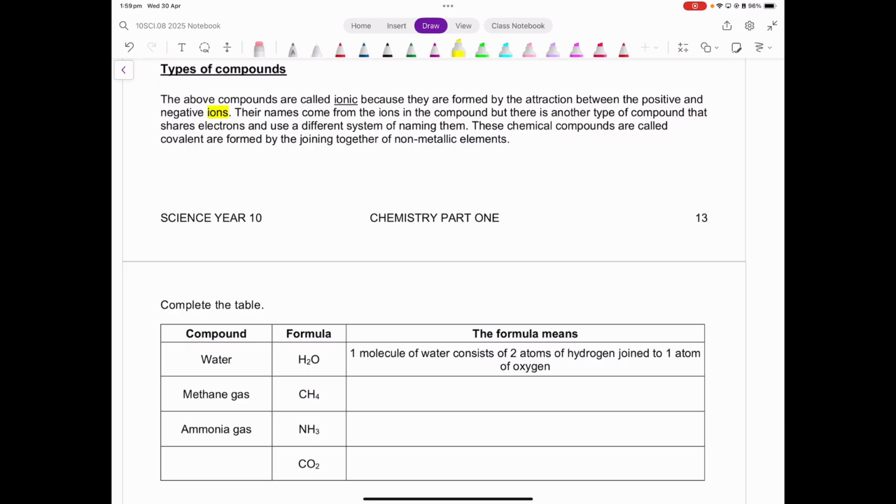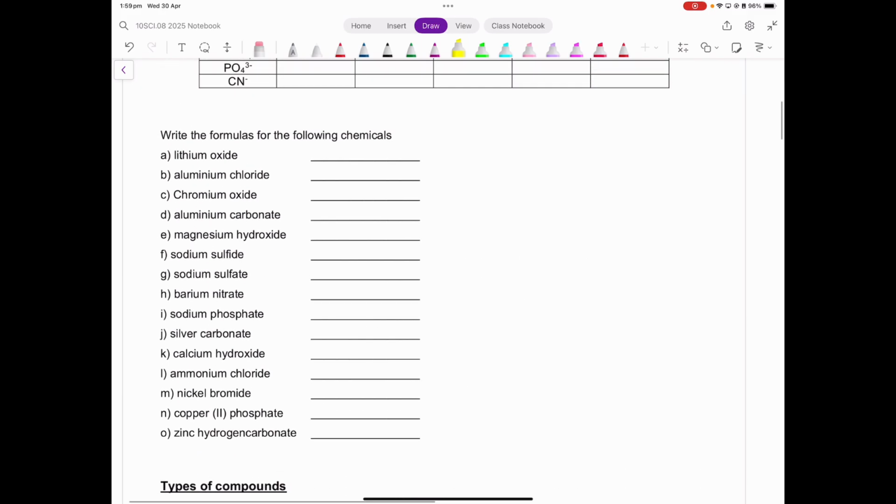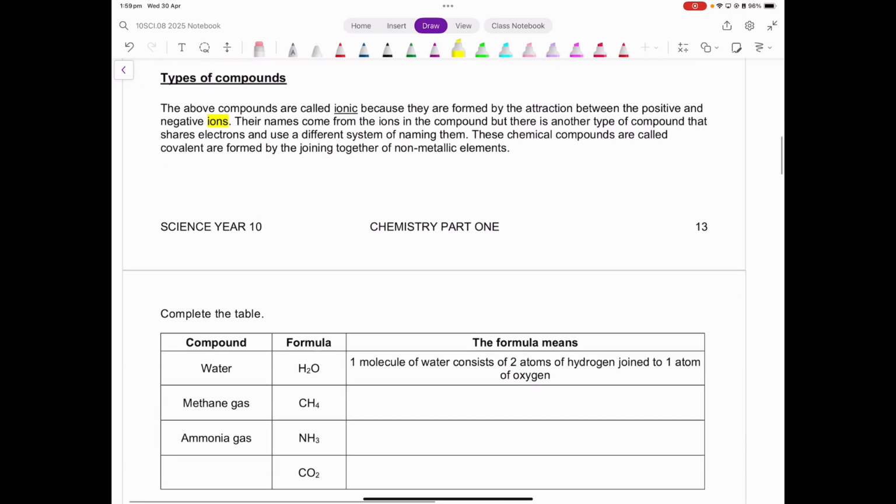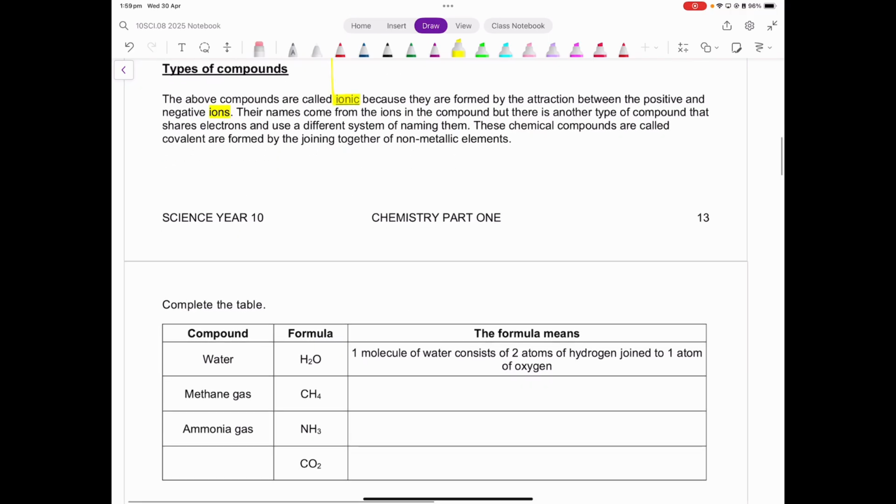So, all of the above compounds, so the things that we were writing the formulas to yesterday and last night, are known as ionic compounds. And this is because they are formed from the attraction between positive and negative ions. Now, when we're talking about this, I'm going to annotate these notes slightly.